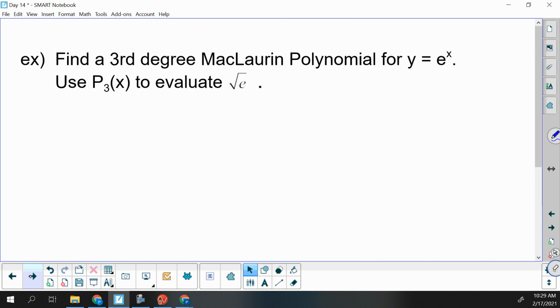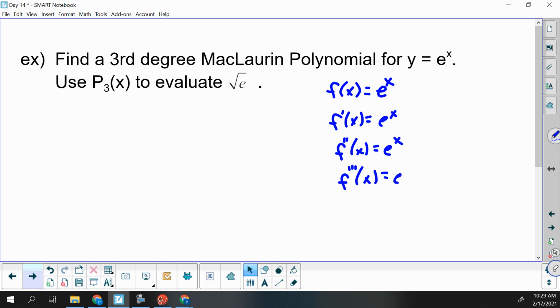So we're going to find a third degree Maclaurin for e to the x and use it to evaluate square root of e. So third degree, we need out to the third derivative. So I'm going to write it as f of x instead of y. So we have f of x is e to the x. Well, nicely, f prime of x is e to the x. Big surprise, f double prime of x is e to the x. And spoiler alert, f triple prime of x is e to the x.